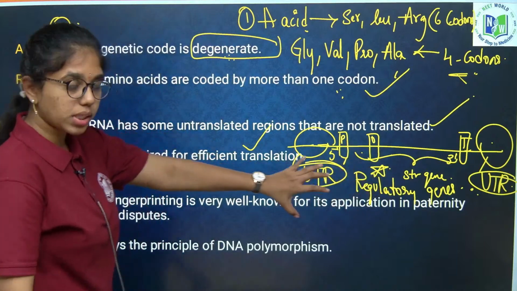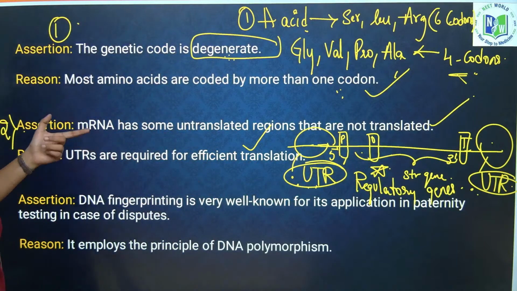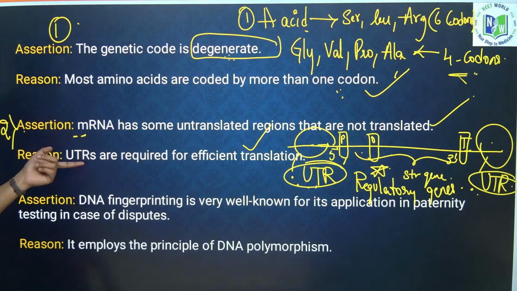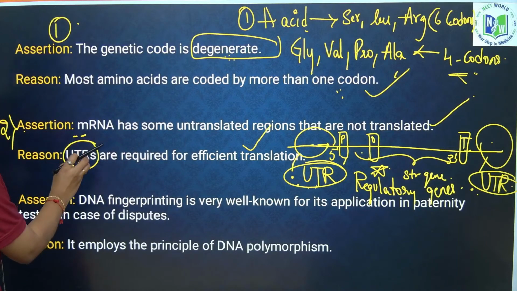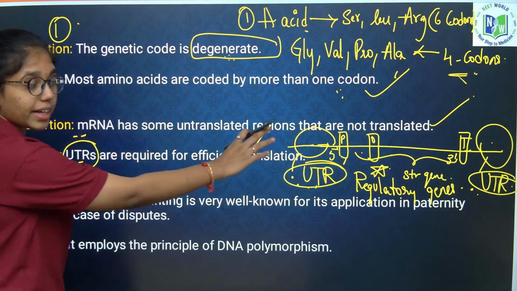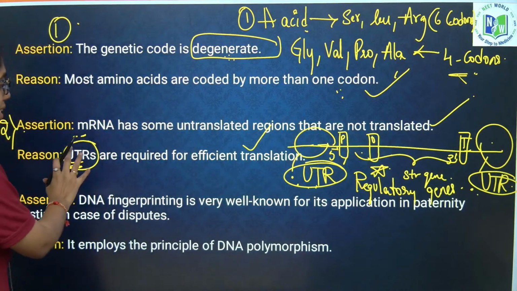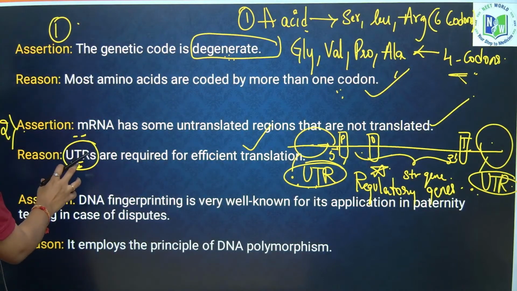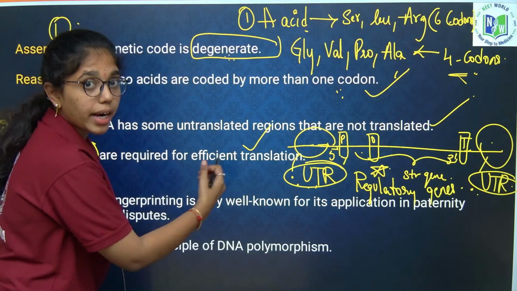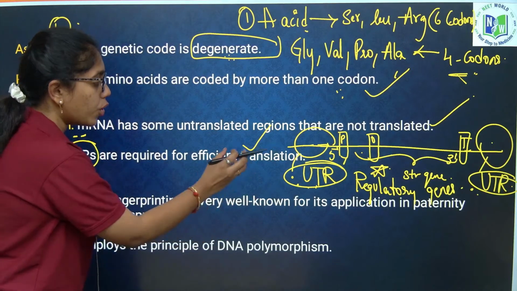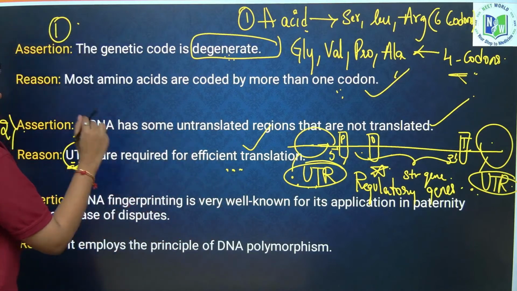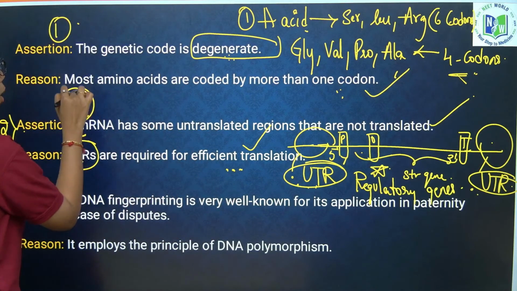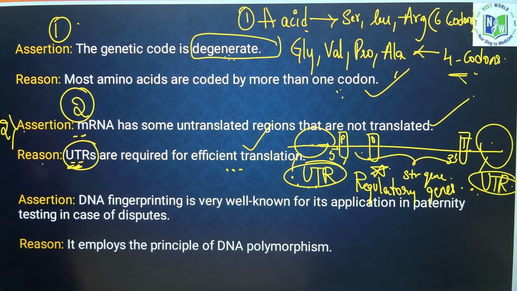Clear with the second question? Here the assertion is true and the reason is also true, but the reason is in no way explaining why UTRs are not translated. It is just stating that UTRs are required for efficient translation. Nowhere is it explaining why UTRs are not translated. So here we have to choose option 2, where the reason is not explaining the assertion.